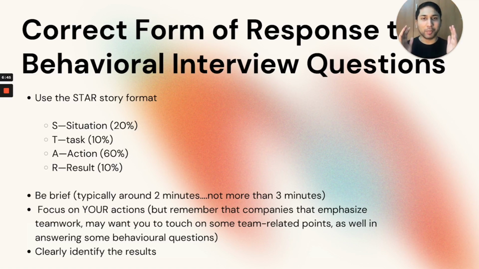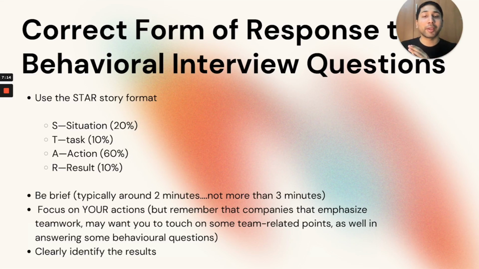Action needs to be the major part. Here, mostly you're talking about yourself and showing the qualities that you possess. And the result again has to be crisp. As we discussed, make sure it is concise and you are not blabbering. Around 2 minutes, 90 seconds is ideal, but definitely not more than 3 minutes. If you feel that you are blabbering, try to cut short some of your things. Definitely task and situation.